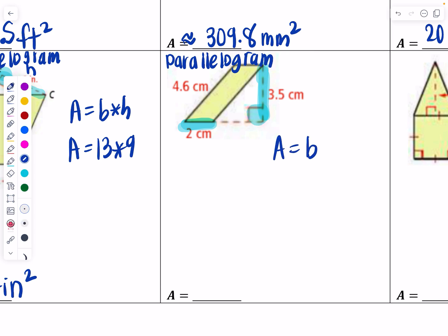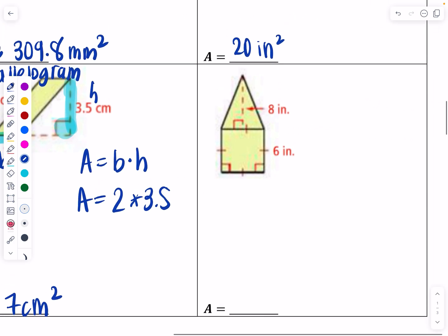So when you do area equals base times height, you're going to get 2 times 3.5. This is our base, this is our height. While 4.6 is also a base, it doesn't have a corresponding height listed, so we would have to know that in order to use that one. So you're going to do 2 times 3.5, which of course is going to give us 7. That is 7 centimeters squared. Okay? All right, our last shape.